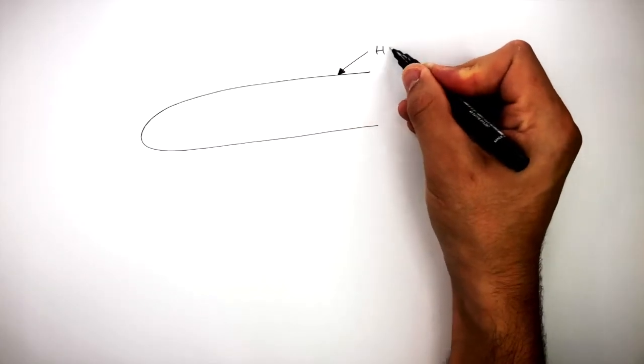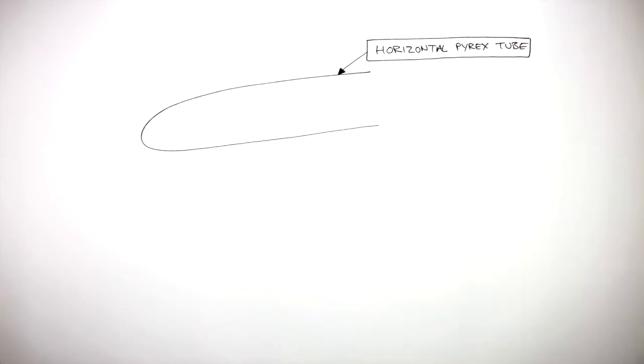Here we have a horizontal pyrex tube, which is a tube which has been designed to be heated strongly. Inside this horizontal pyrex tube, we've placed iron filings. This iron, which has a chemical symbol of Fe, normally reacts very slowly with chlorine compared to sodium.